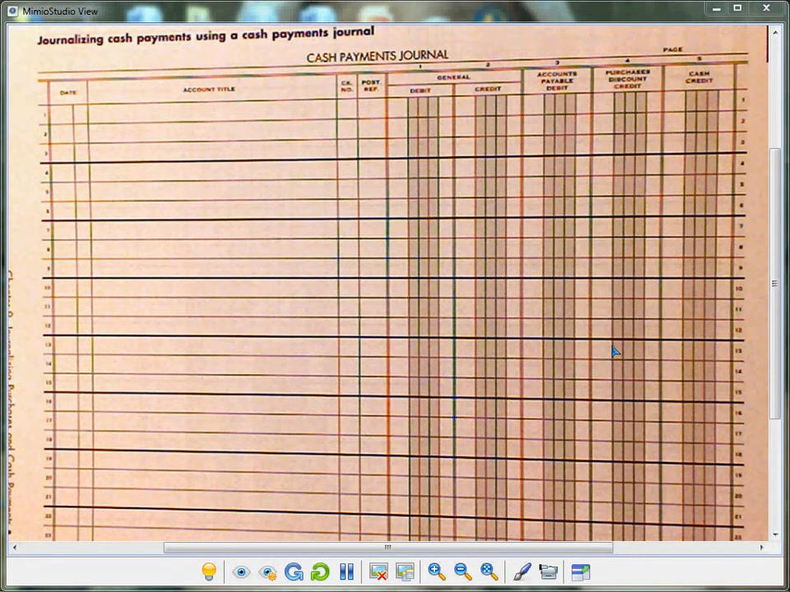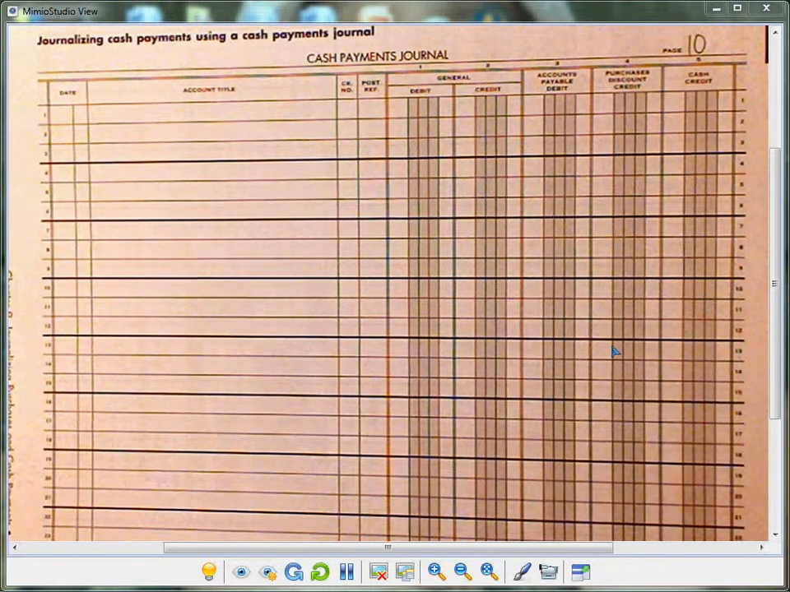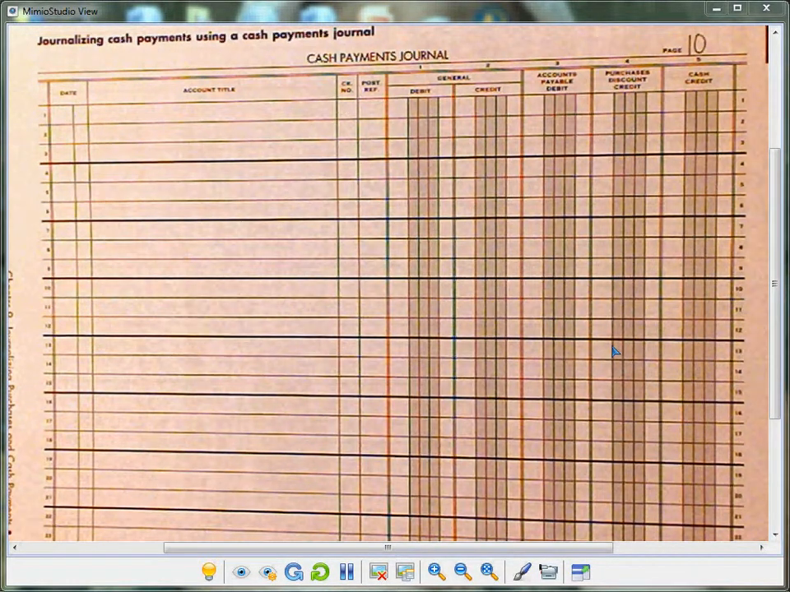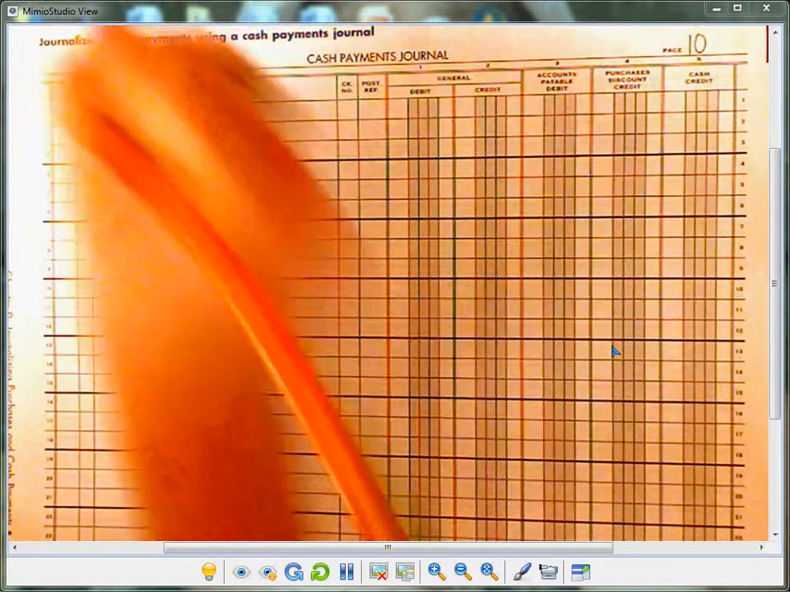Going to use the current year journalized transactions on page 10 of the cash payments journal. The checks used source documents are abbreviated C. So our first thing, page number 10 there at the top. And then our first transaction, October 1st, paid cash for telephone bill, $85, C321. So our date, October 1st.